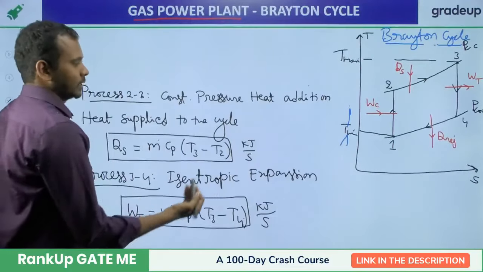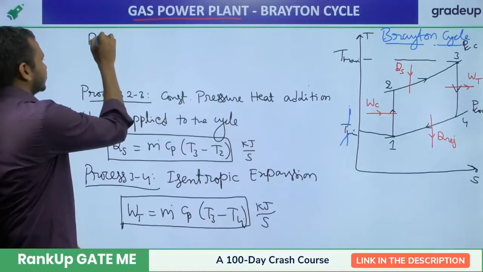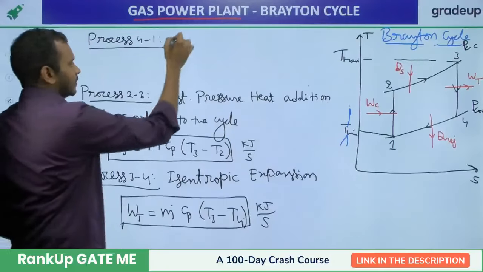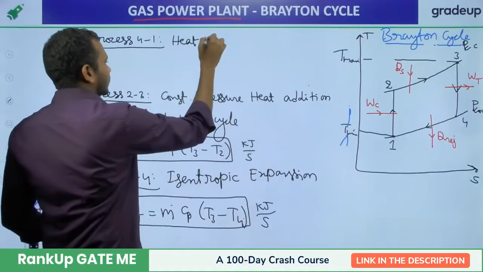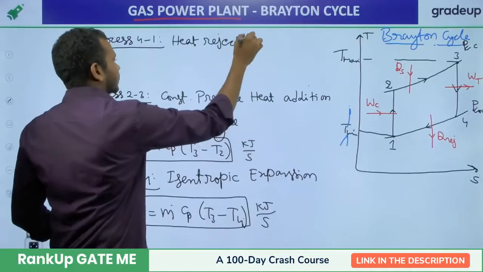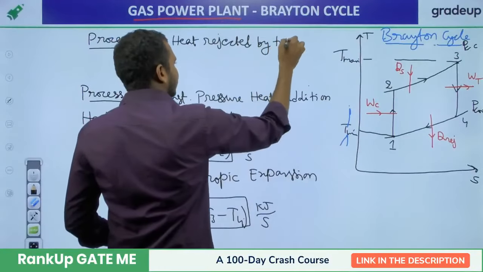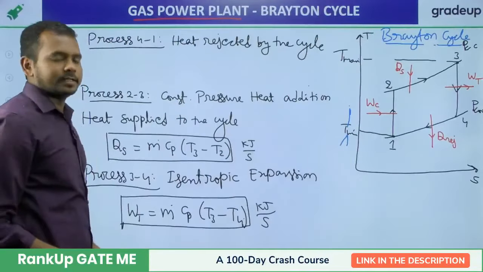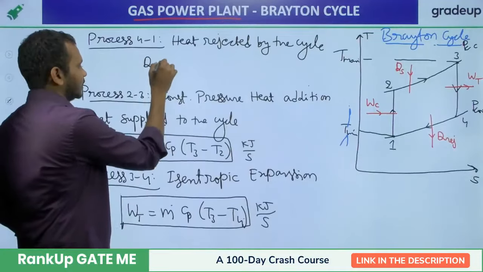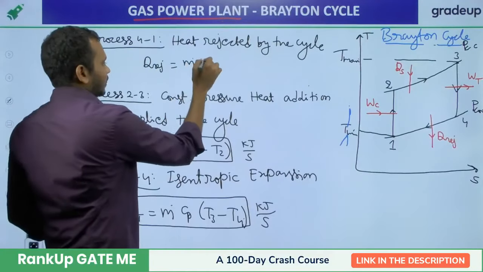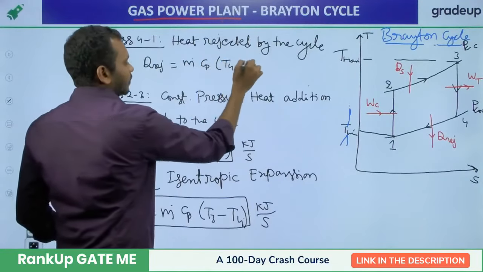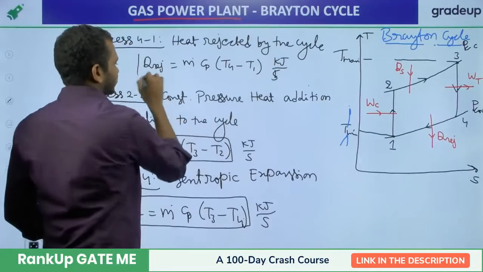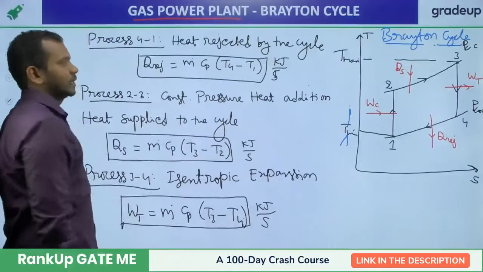Okay. Now take the 4 to 1. What is the process 4 to 1? Heat rejected by the cycle. It is a constant pressure heat rejection, and heat rejected by the cycle, Q rejection, is equal to m Cp into T4 minus T1 in kilojoule per second. This is the heat rejected by the cycle.